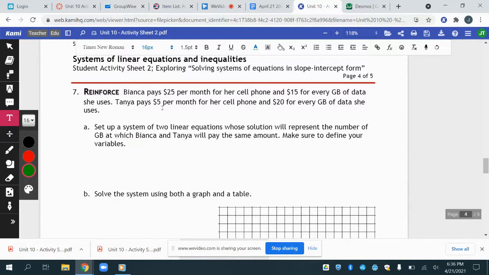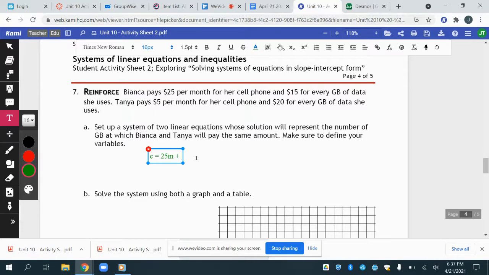All right. Bianca pays $25 per month for her cell phone bill, plus $15 for data. Tanya pays $5 a month and $20 for every gigabyte of data. All right. Who has a better deal? So we're going to say the cost, Y, equals one person pays $25. Actually, I will make cost be C. We'll change it to Y and X some other time, but this is clear. Cost and month. Month is M.